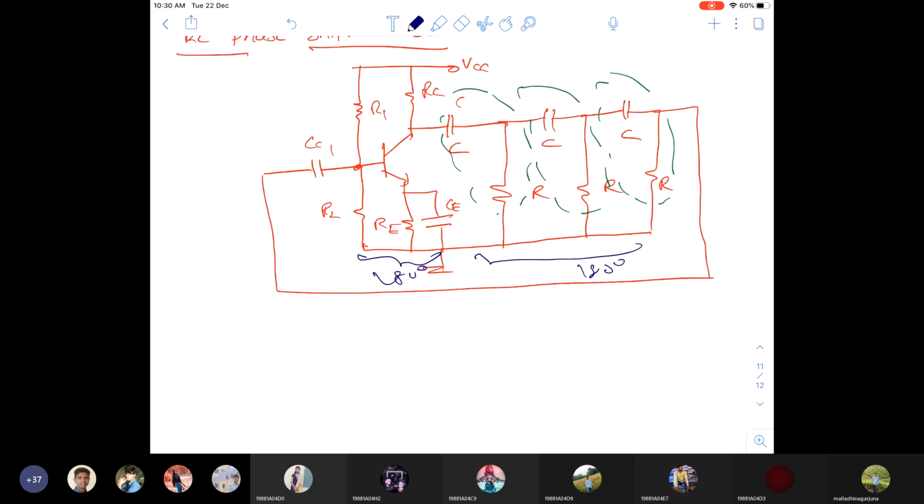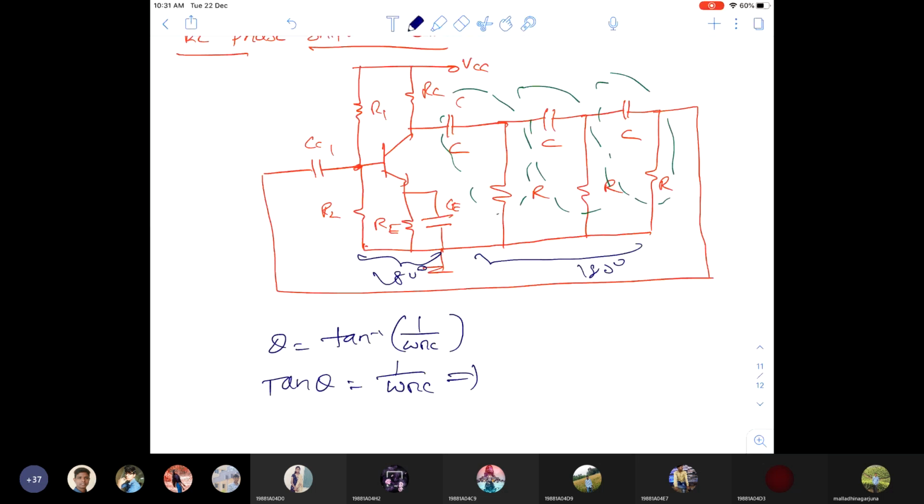So why are we using three RC phase shift networks? Can't we generate this 180 degrees using a single RC network? The formula is theta equal to tan inverse of 1 by omega RC. Actually, it's tan inverse of the imaginary part by the real part, imaginary 1 by omega C by R, so it becomes 1 by omega RC. If you want to generate 180 degrees using a single RC network, then tan theta is equal to 1 by omega RC.